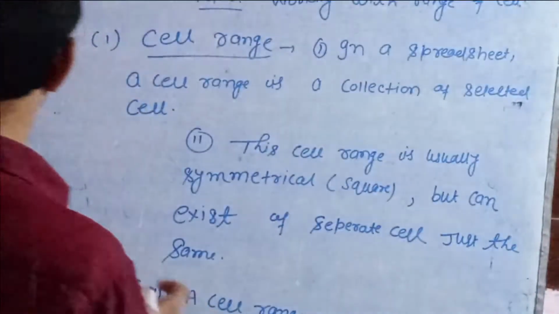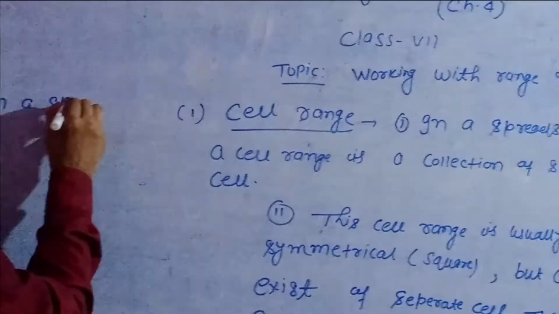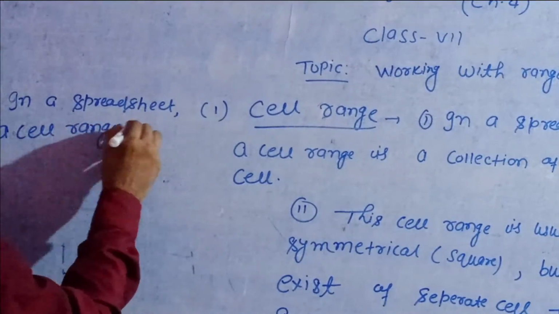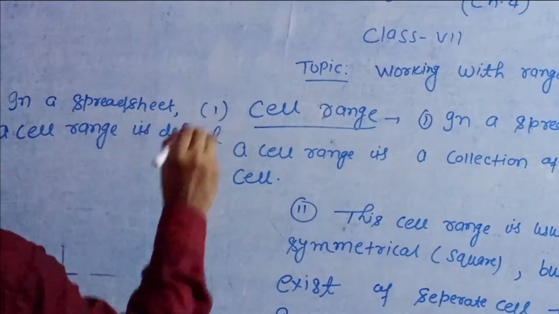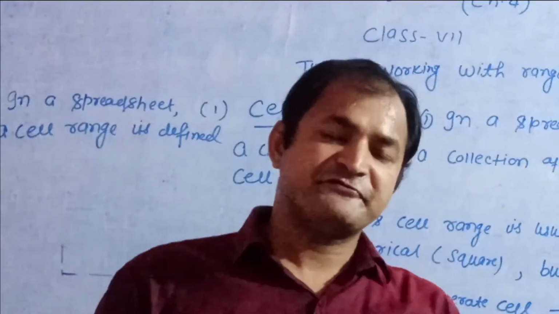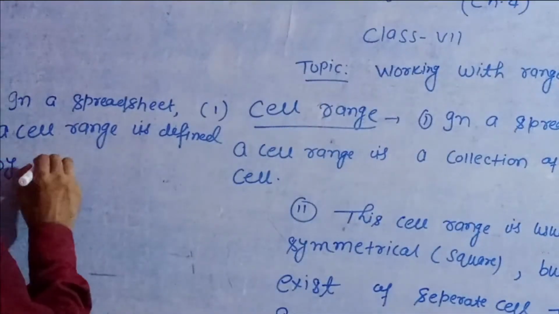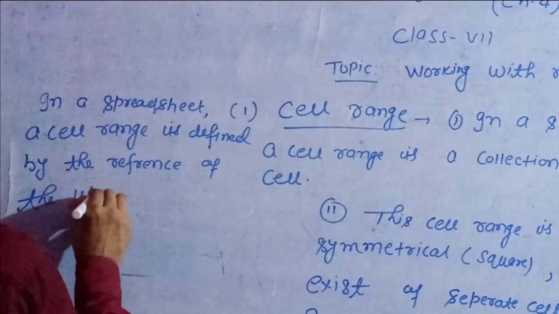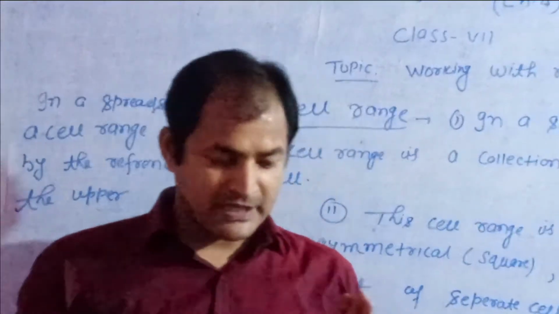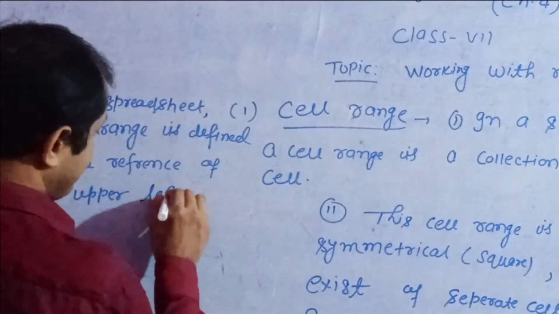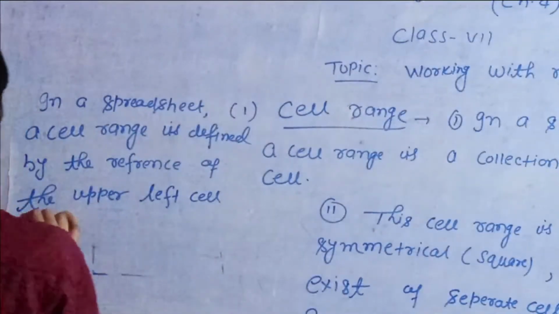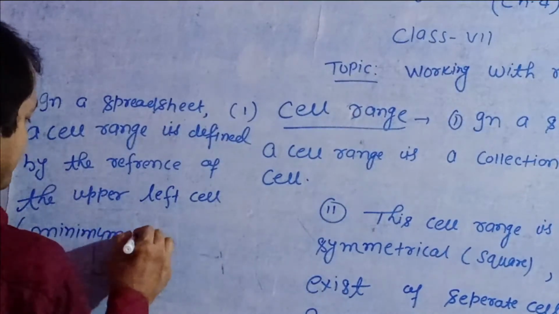Again, in a spreadsheet, a cell range is defined by the reference of the upper left cell. This is called the minimum value.